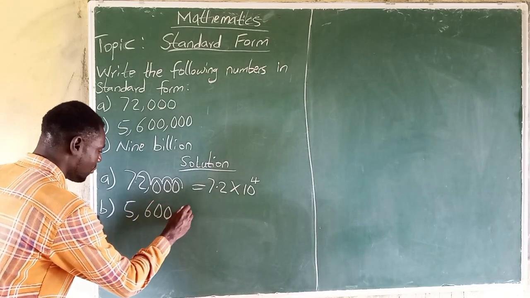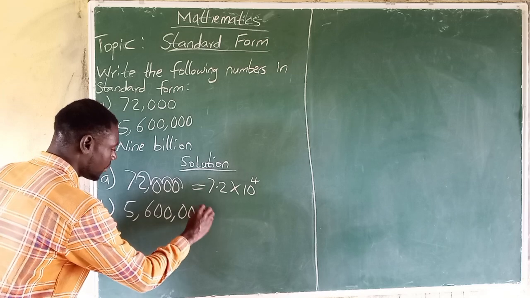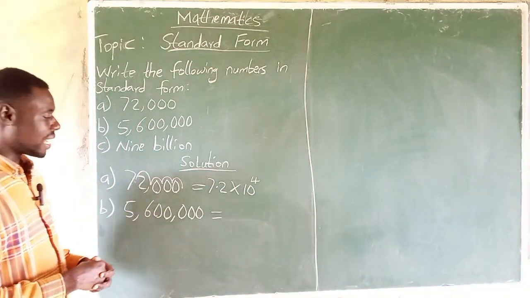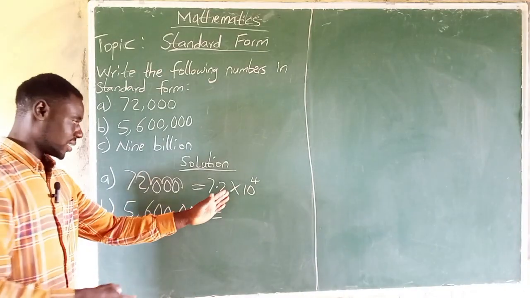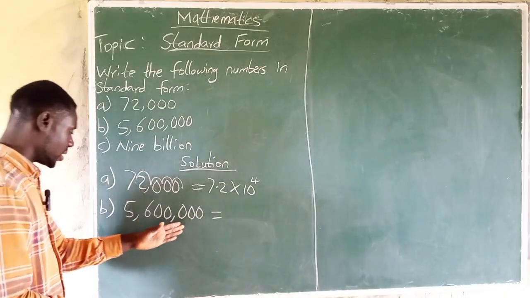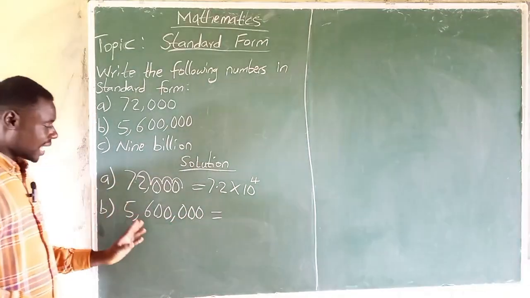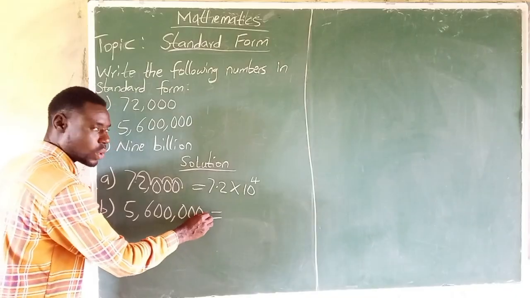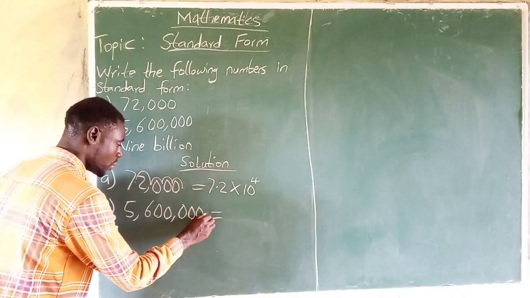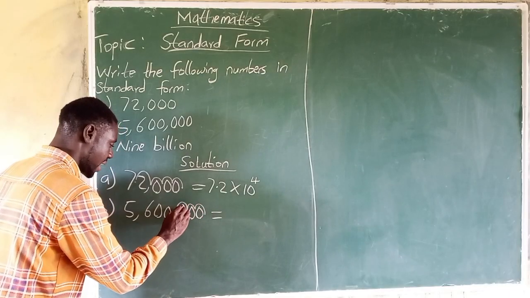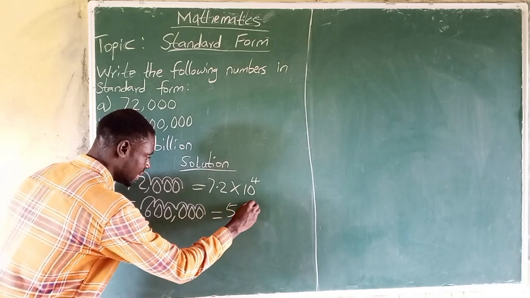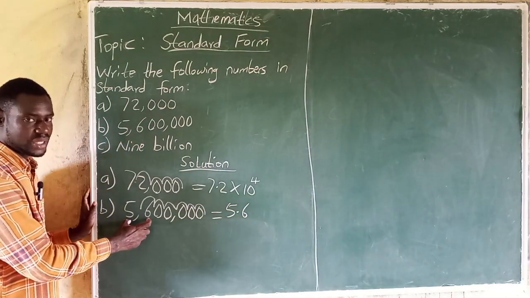B, we have 5,600,000. How do you write 5,600,000 in standard form? You use the same way. You see how short this one is compared to this one. Try to locate the point. There is no point here, right? That simply means the point will be at this end. So let's move the point to the back of the first significant figure. 1, 2, 3, 4, 5, 6. So we have 5.6, which are the only two significant figures there.